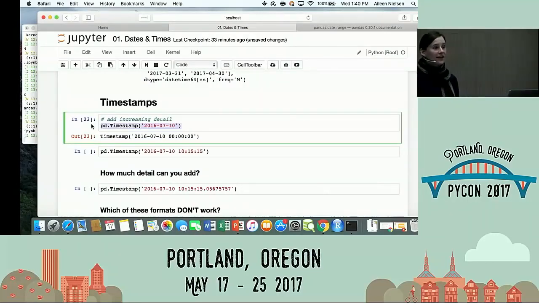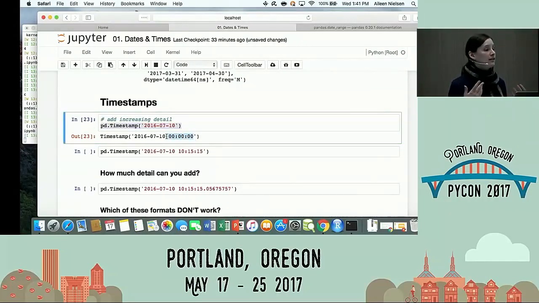So a timestamp, I might just specify it as July 10th, 2016, but actually a timestamp is a point in time. It can't just be a day. That would be more like a time period, and we'll see that soon. But a timestamp is a specific moment in time. In Pandas, they're actually specified down to the nanosecond. Some people actually do use nanoseconds. For the rest of us, we can ignore that. But you do need to specify something sensible. If you don't, it's just going to put you at midnight, with the zeros. So you want to be aware of that.